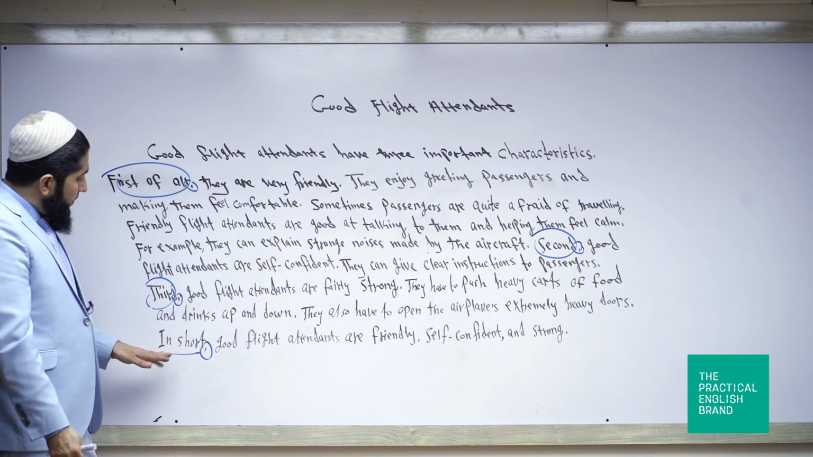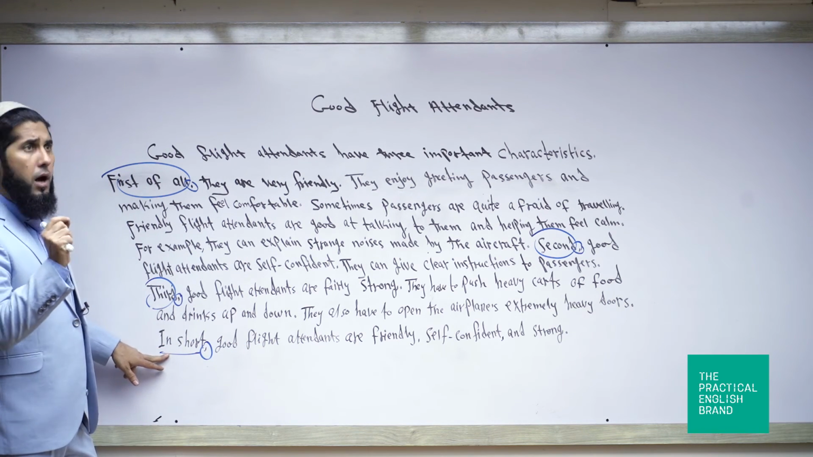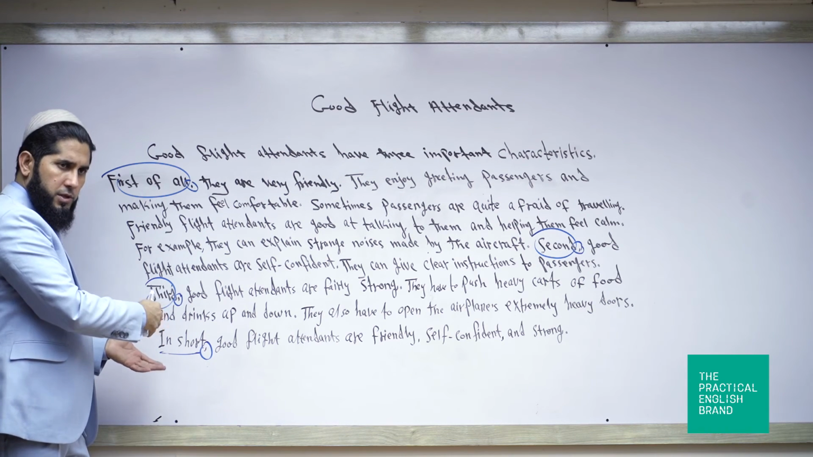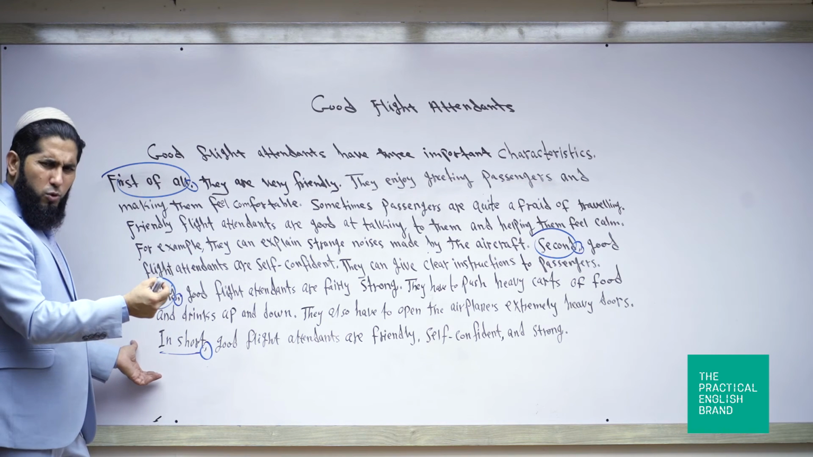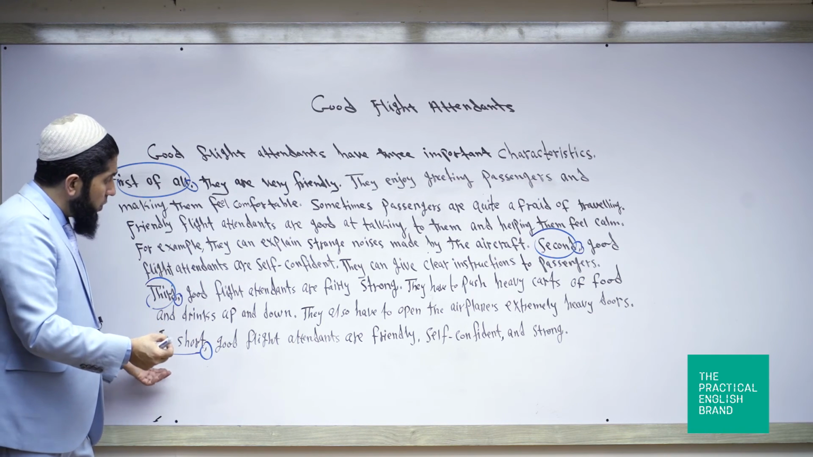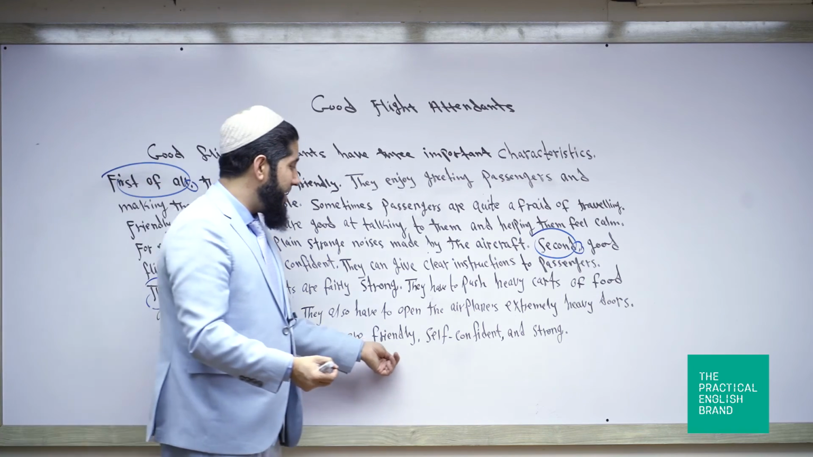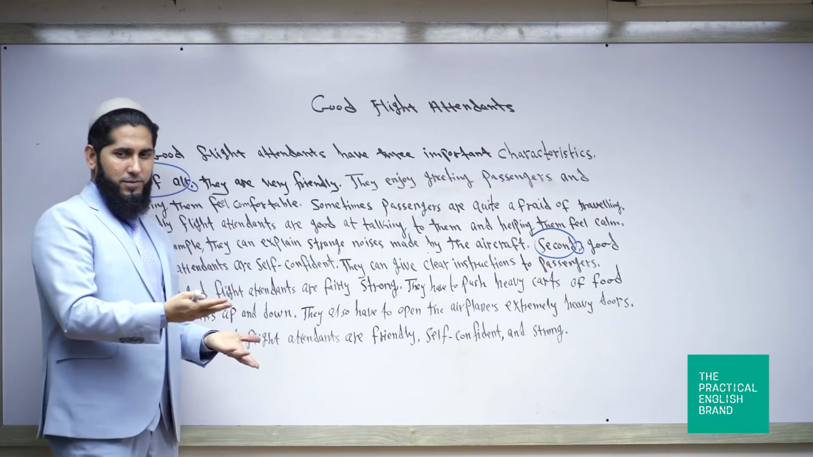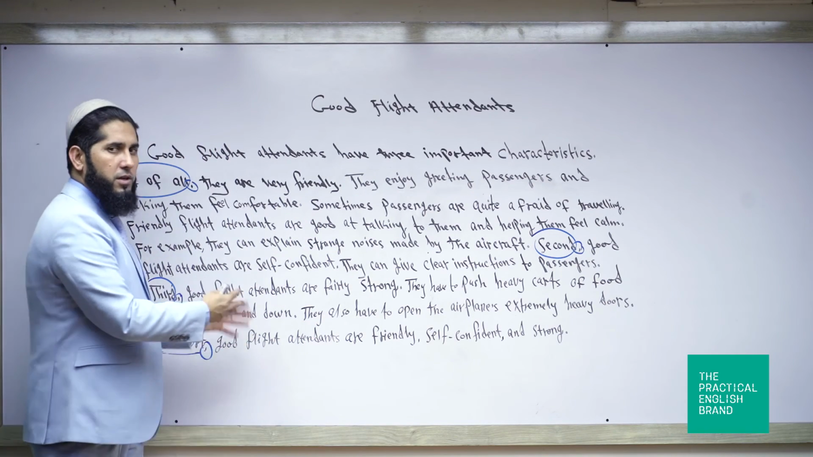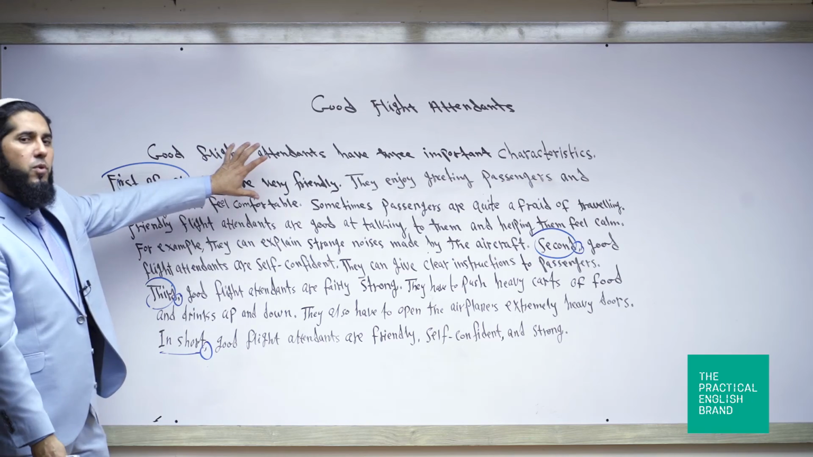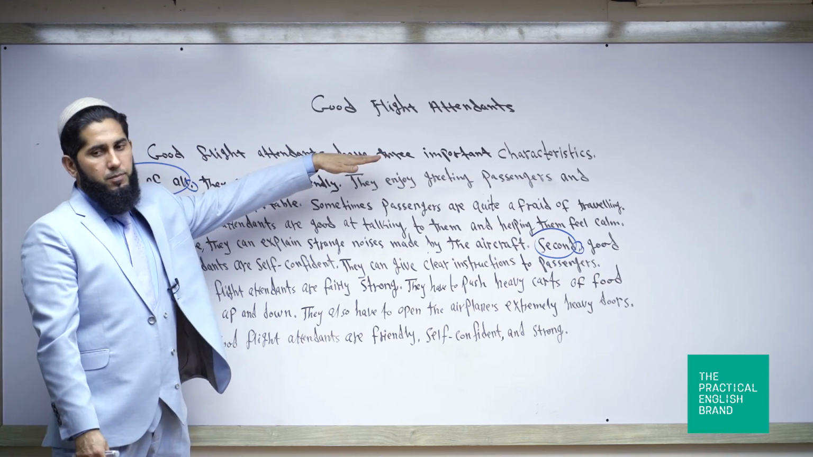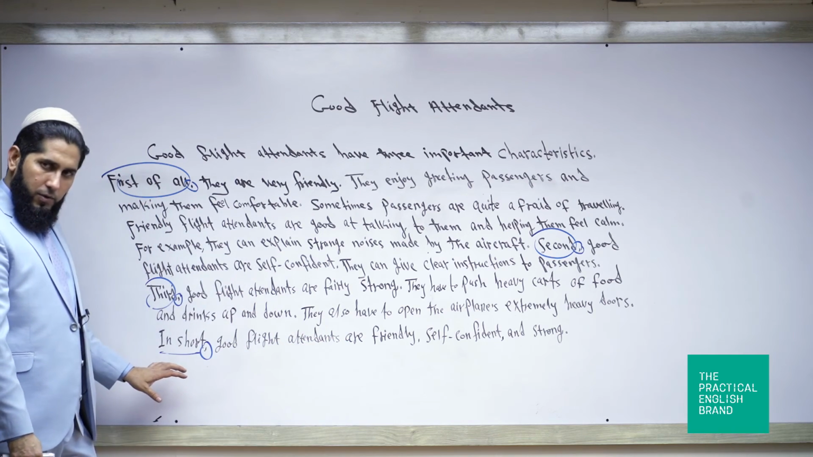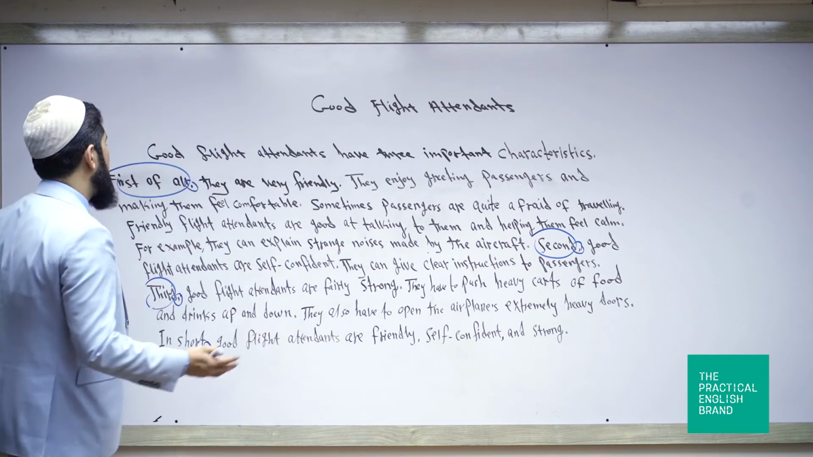You see that? In short, you can say, all in all, to sum up, I mean, you can use different transitional signals here. To conclude, as a conclusion, or in short, good flight attendants are friendly, self-confident, and strong. So this is the conclusion of your paragraph. What has been mentioned in the conclusion? Those major points, those three characteristics, but with no details. There's no detail here, right? So this is how you conclude this kind of paragraph.